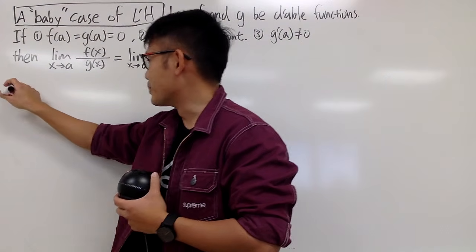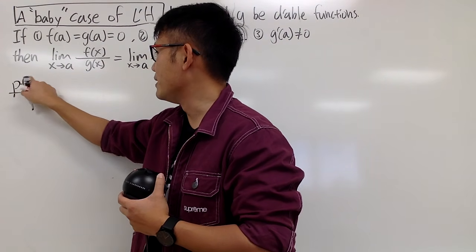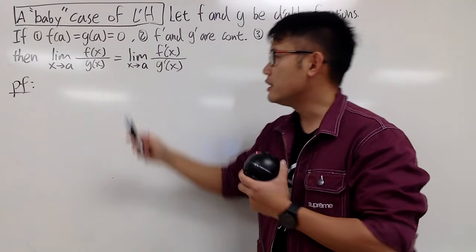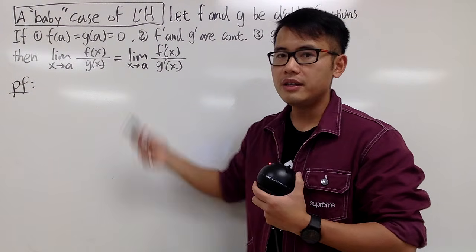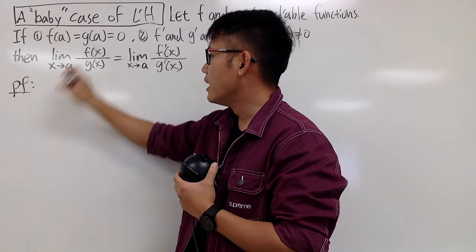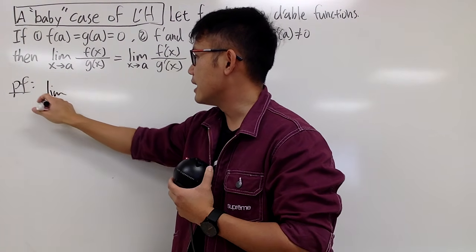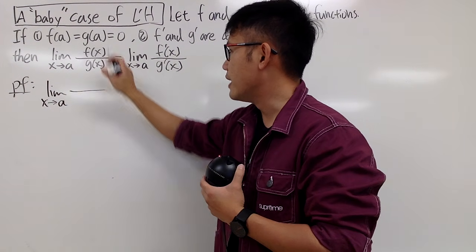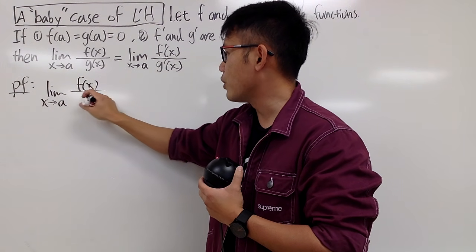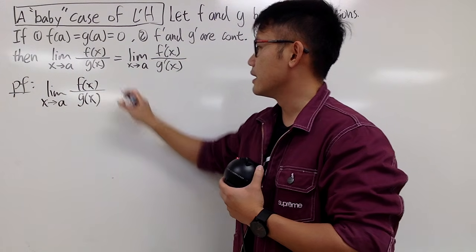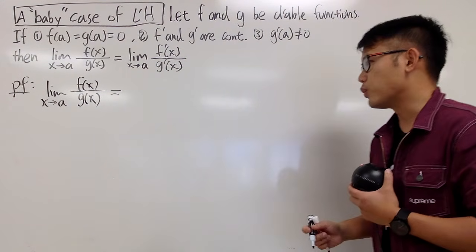Okay, let's go ahead and do the proof. So, proof. And as you can see, we are trying to prove this equality. So let me begin with the left-hand side. Let me just write down the limit as x approaching a of the function f of x over g of x. And let's see, what can we do?